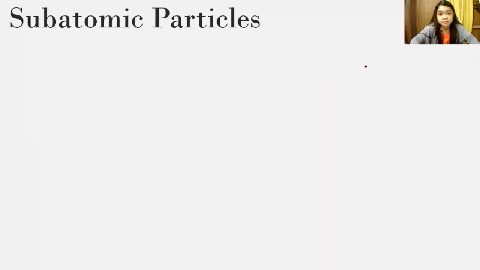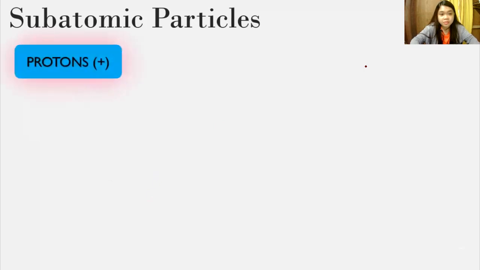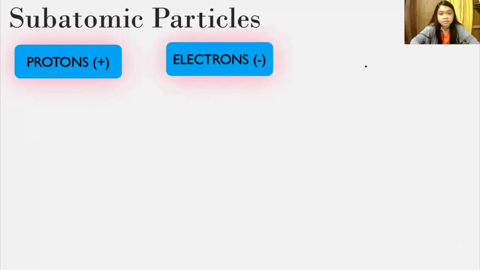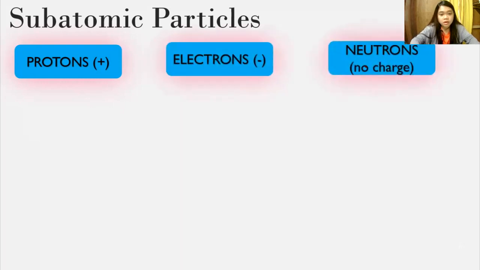So let's continue. Now we go to the subatomic particles. Atoms consist of these basic particles: the protons, electrons, and neutrons. For protons, we only bear in mind that these are the positively charged subatomic particles. Electrons are the negatively charged. And neutrons are neutral, with no charge at all.